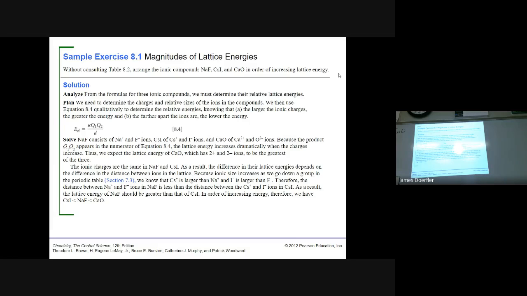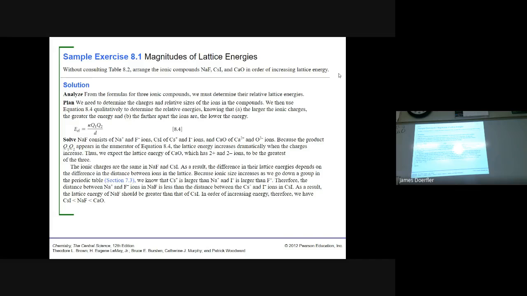Anybody tell me what the charge for calcium would be? And why is that? It's in group 2. It's got 2 valence electrons. It's a metal. Metals give off electrons. Who wants to tell me what the charge on oxygen would be? -2. Very good. Again, looking at it as a neutral compound, got to have something that balances that.